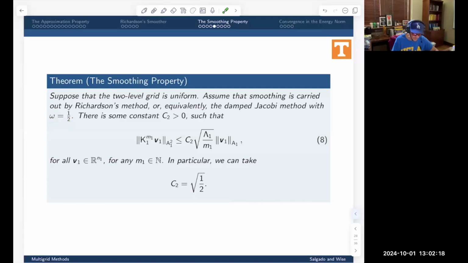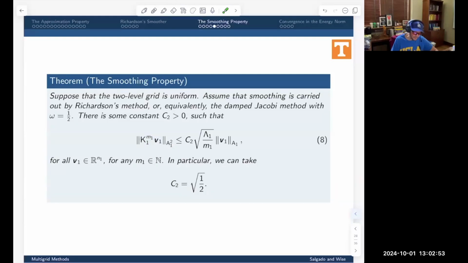Now it is just damped Jacobi or weighted Jacobi, but with omega equals a half. So it's different than what we assumed in chapter 3. There is some constant C2 such that the norm, this is the error matrix for smoothing, error transfer matrix. The reason why we're raising it to the M1 power is because we're going to do M1 smoothing operations in our multi-grid algorithm or our two-grid algorithm.